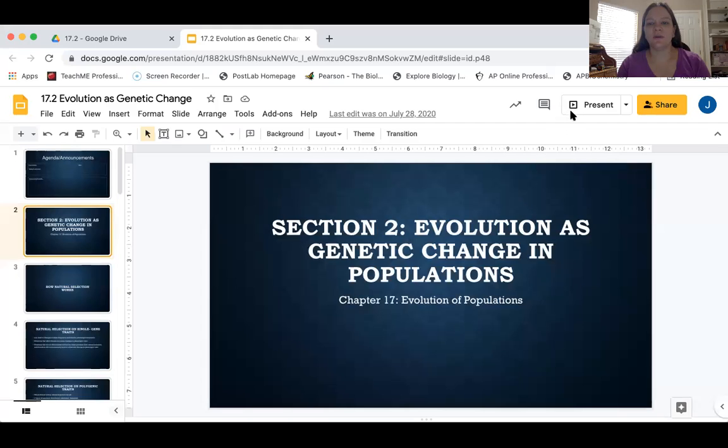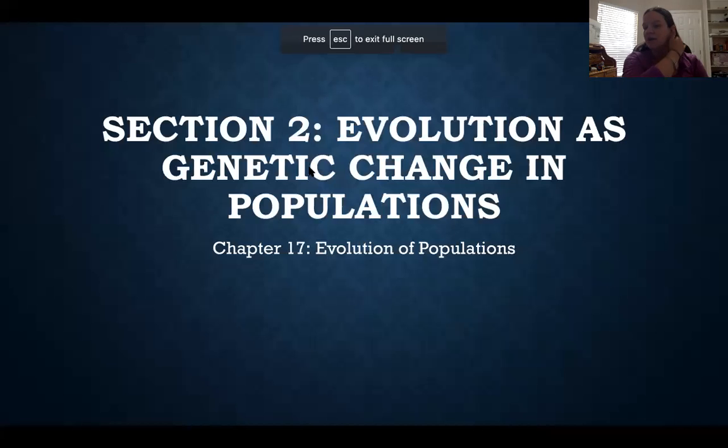Chapter 17, Lesson 2, we are moving on to evolution is genetic change. So we're going to be picking up where we left off from Lesson 1, where we were looking at single gene and polygenic traits and how we graph those. We're going to start by talking about how natural selection can act on both of those.